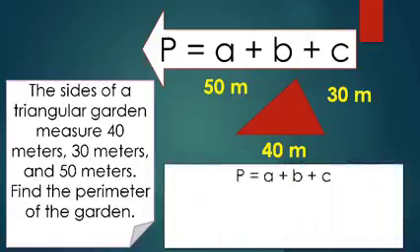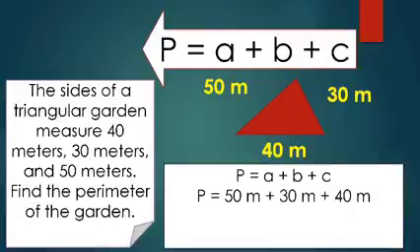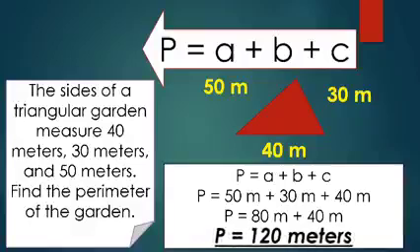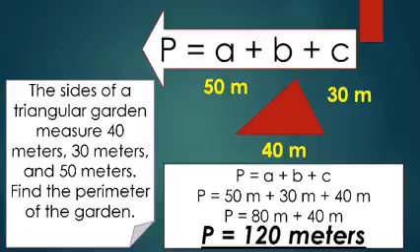To get the perimeter of this triangular garden, we need to add all sides. That is A plus B plus C. After this, we need to substitute. So let's assume that 50 meters is the value of your A, and your B is 30 meters, and your C is 40 meters. So after that, we need to add the sides. 50 plus 30 is equal to 80 meters, plus 40 meters, that is 120 meters. Therefore, the perimeter of the triangular garden is equal to 120 meters.